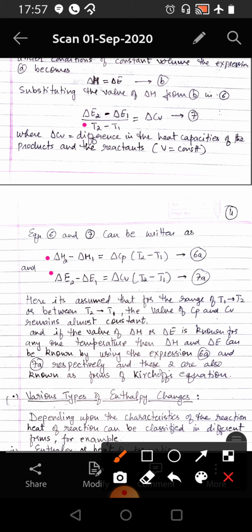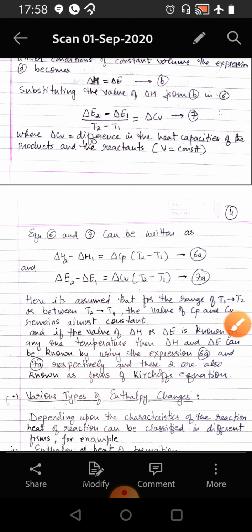Here it is assumed that for the range of the temperature between T1 to T2, the value of Cp and Cv remains almost constant, and if the value of delta H or delta E is known for any one temperature, then the value of delta H and delta E can be known by using the expression 6a and 7a respectively, and these two equations are also known as forms of Kirchhoff's equation.